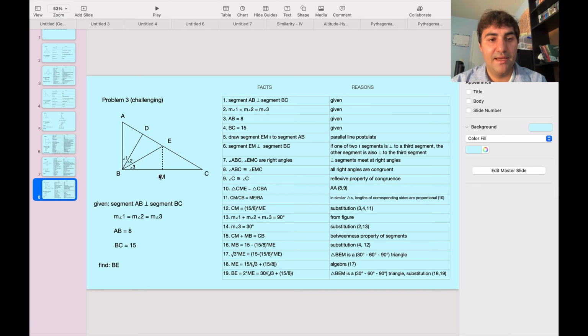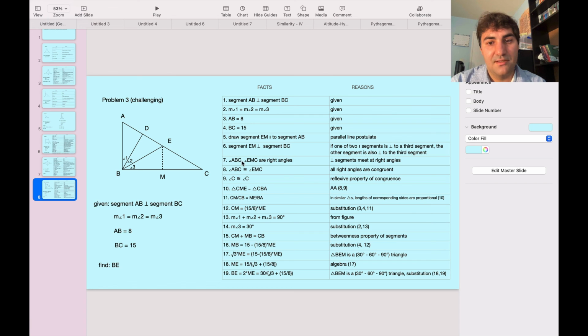And we know that segment EM is perpendicular to segment BC. Why? Because if one of two parallel segments is perpendicular to a third segment, then the other segment is also perpendicular to the third segment. And we know that AB is perpendicular to BC. So since segment EM is parallel to segment AB, then segment EM is perpendicular to segment BC as well. So we know that angle ABC and angle EMC are congruent because all right angles are congruent, and these are right angles, right? Because perpendicular segments meet at right angles.